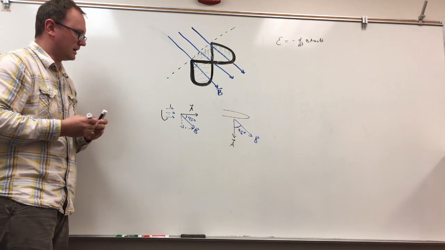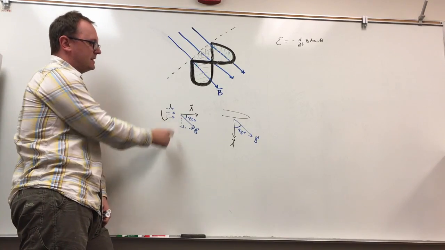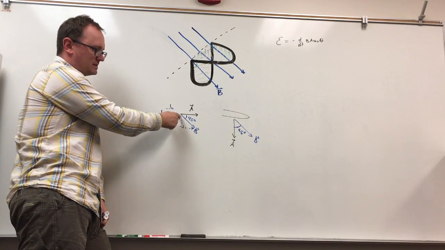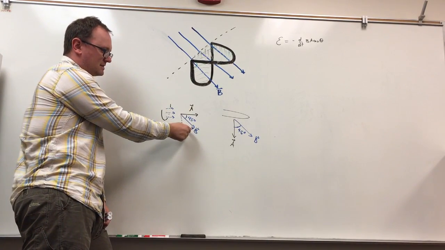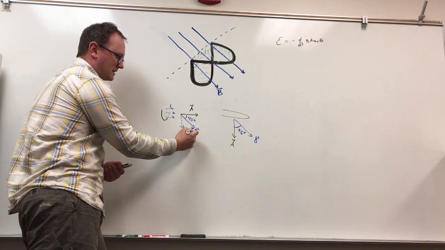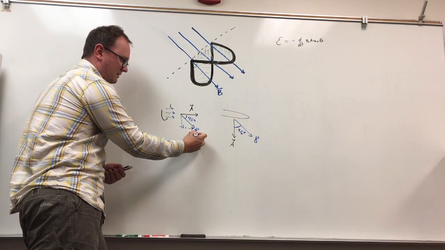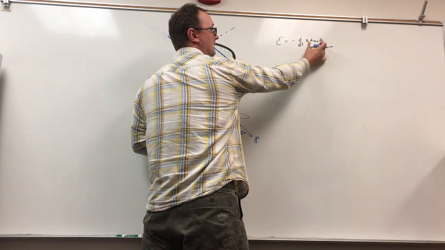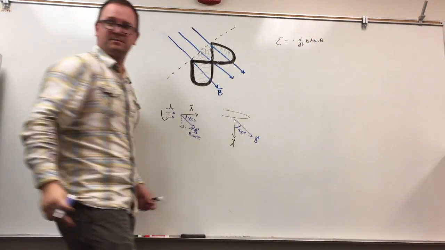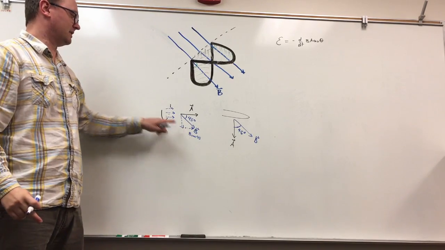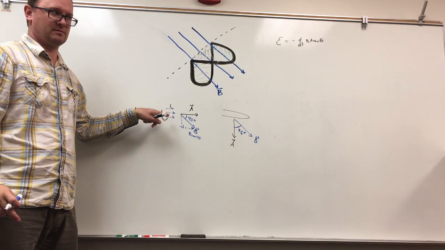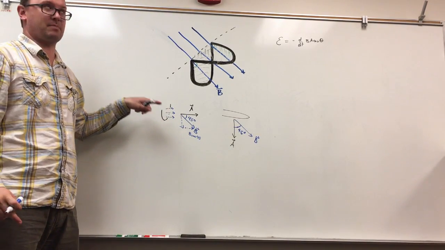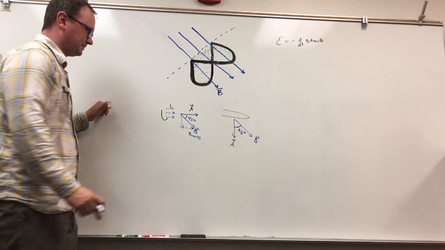Okay, so if it's pointing down and to the right, this part doesn't matter because it's perpendicular to A, and this part does matter. This is basically B cosine 45, if you will. It's this portion right there, B and the cosine. So this is the part that's pointing through the loop. It's the B that's parallel to the area vector.